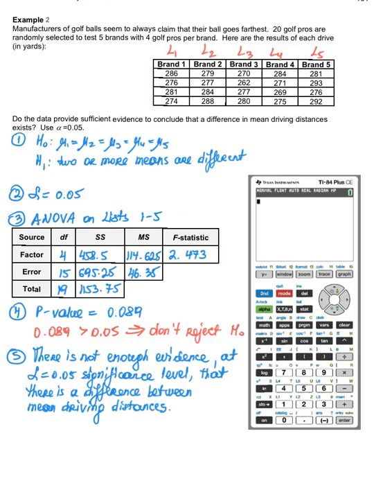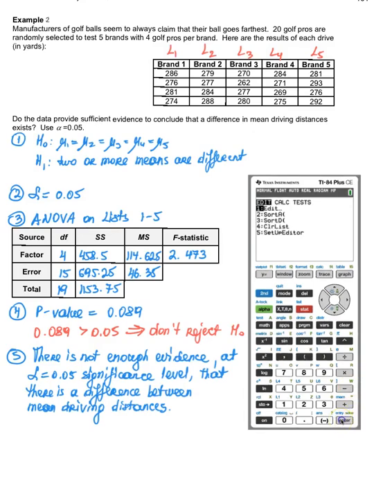Use alpha of 5%. First, I state the hypothesis. The null hypothesis says that the means 1 through 5 are equal. The alternative hypothesis says 2 or more means are different. Second step is stating alpha of 5%. Third step is to run the ANOVA test. To do this, first of all, we need to enter these 5 sets of data into 5 lists in our calculator. Once that is done, we're going to run the ANOVA test.